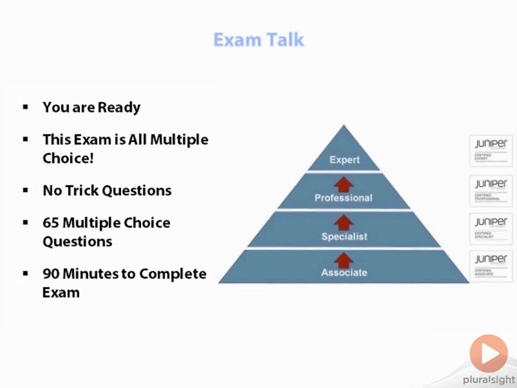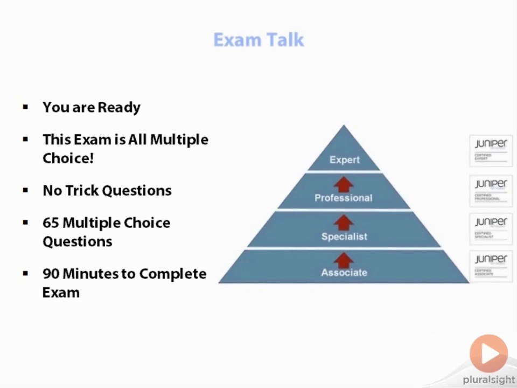The Juniper JNCIA JUNOS exam consists of 65 multiple-choice questions. You are given 90 minutes to complete this exam. This gives you about 1 minute and 20 seconds for each answer. Of course, some questions will take a little longer, but others should only take you really a few seconds to answer. To be honest, there are some easy questions on the exam that you're going to know the answer to right away. Other questions may take you a little bit of time.